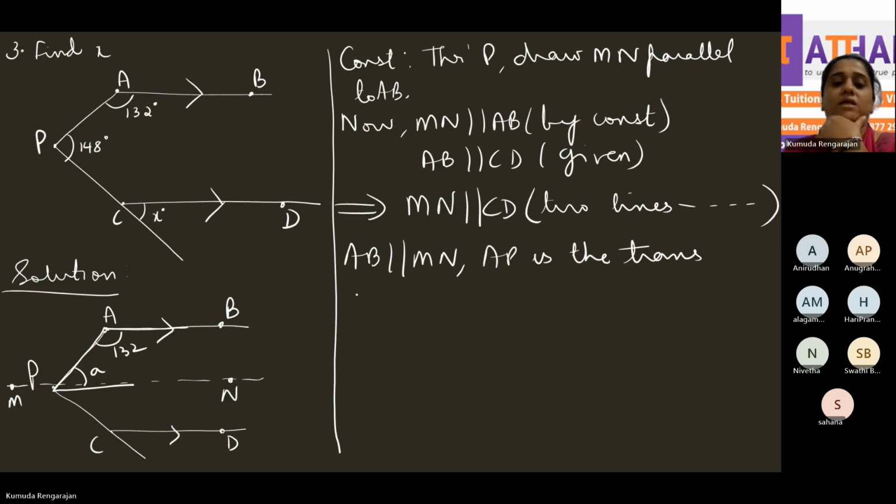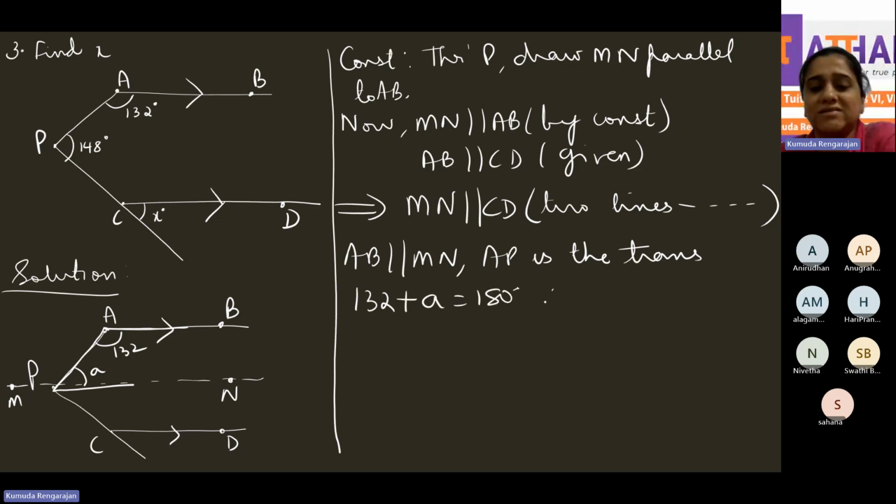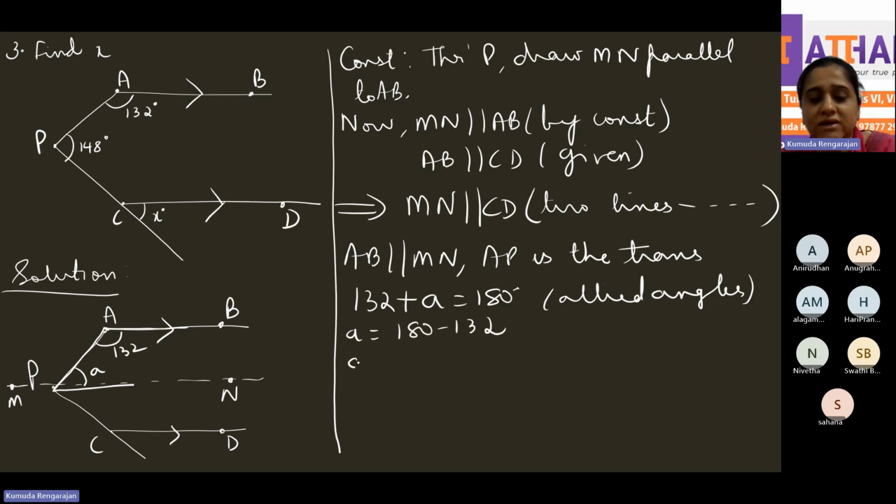So 132 is equal to A. What should you write? 132 plus A is equal to 180. Very good. 132 plus A is equal to 180 because allied angles are supplementary. So what is A, Pranav? 180 minus 132. What is A? 48 degrees. Correct? Yes, miss.